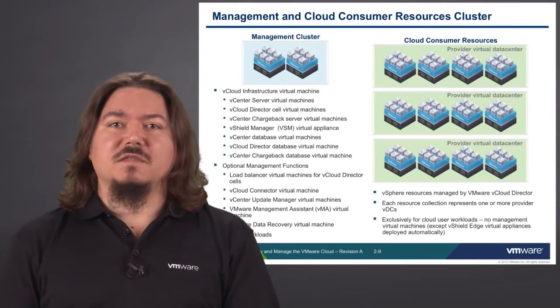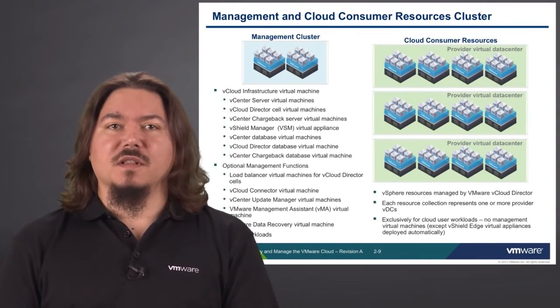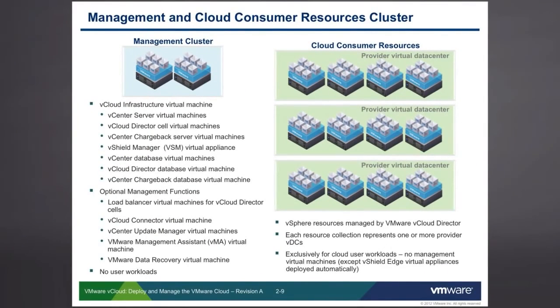Now, we've talked about our vSphere clusters. We've got two different kinds of vSphere clusters we need to think about in the context of vCloud Director. We need to think about a management cluster. This is a dedicated HA and DRS cluster on which is going to reside my vCenter server or servers, my vCloud Director cells, my database servers for vCloud Director and vCenter, and other management-related tools. We also have cloud consumer clusters, which are the clusters that are simply going to provide the resources for my organizations, for my cloud workloads.